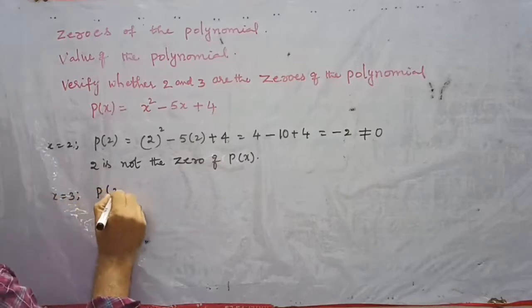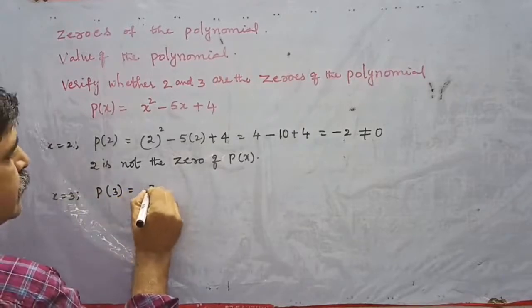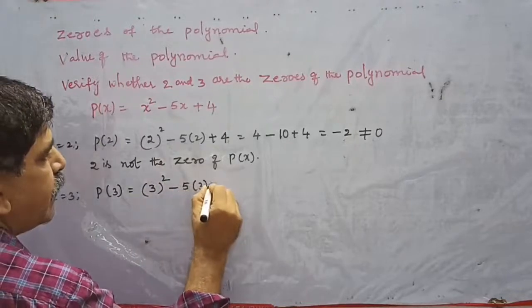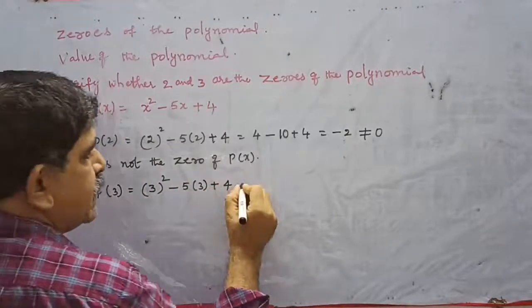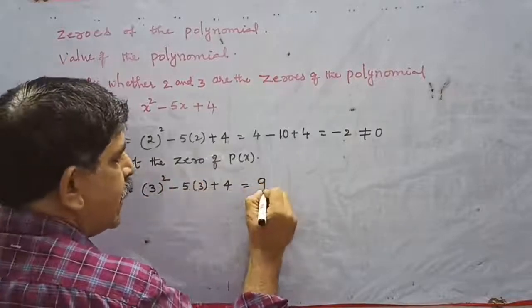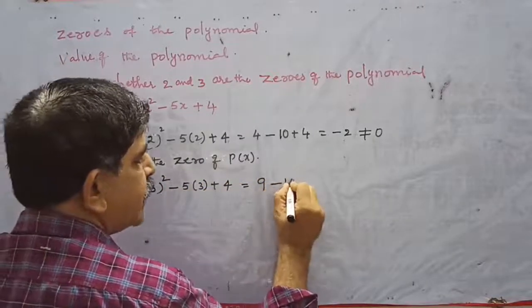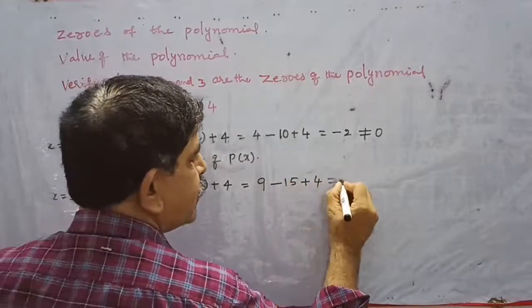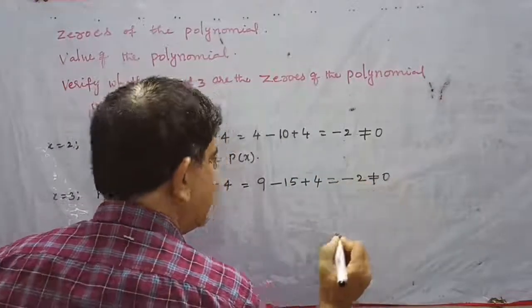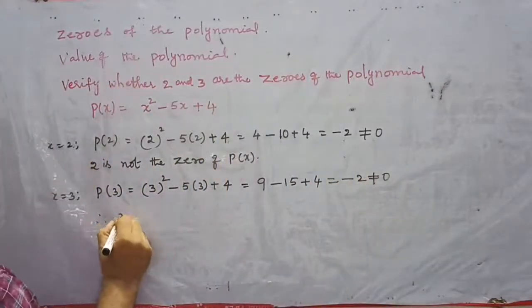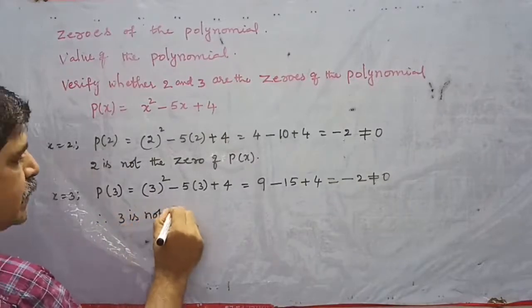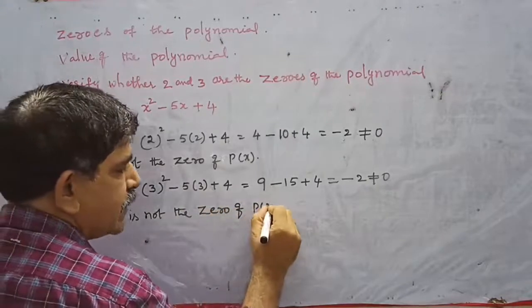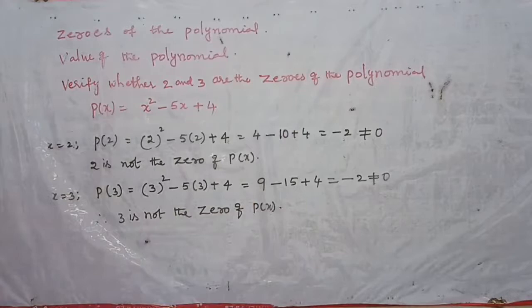P of 3 is equal to 3 whole square minus 5 into 3 plus 4. That is equal to 3 square 9. 5 3s are 15 minus 15 plus 4. 9 plus 4, 13 minus 15 minus 2. So this is also not equal to 0. Therefore, 3 is not the 0 of p of x. Right?